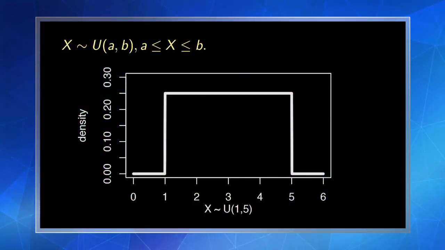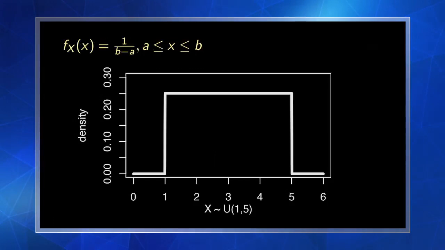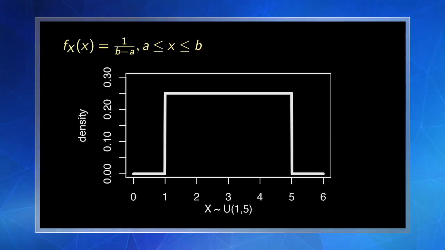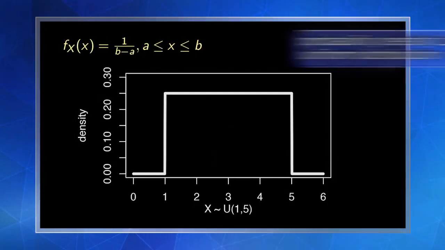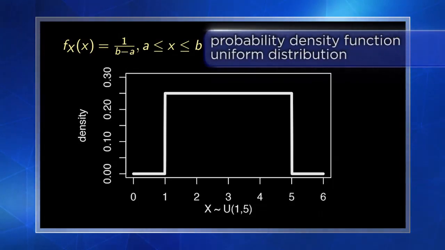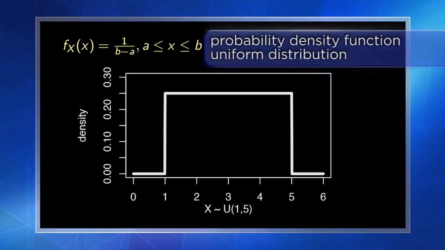Now, since x is uniform, f of x is equal to a constant, and we need the area under the curve to integrate to 1. So when we integrate that, the constant that comes up is 1 over b minus a. This is our probability density function for the uniform distribution.